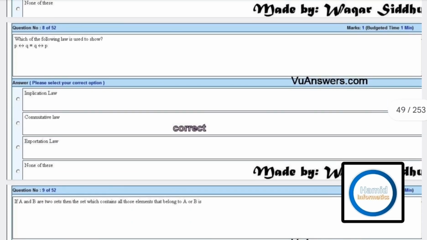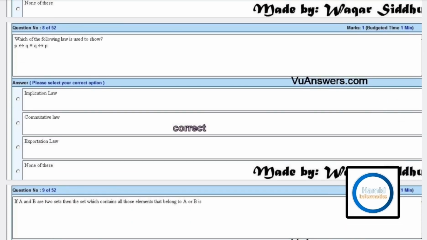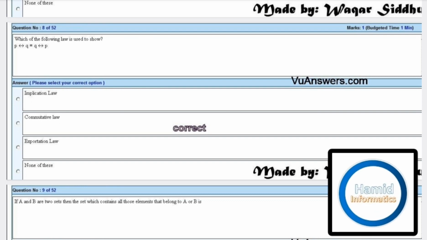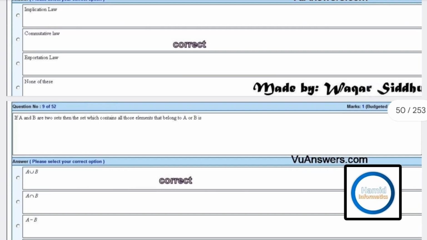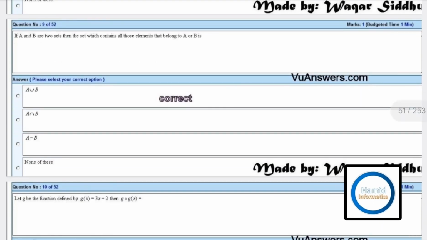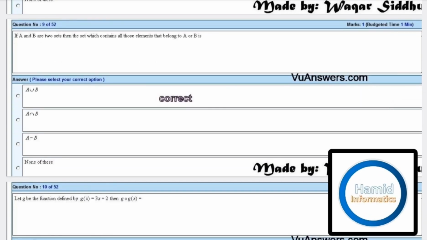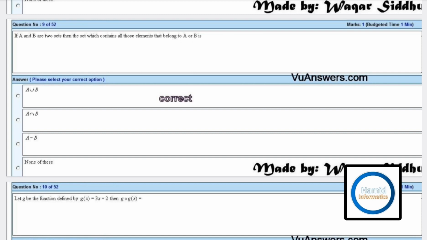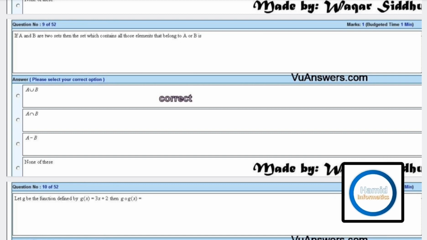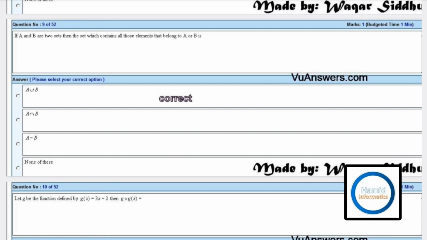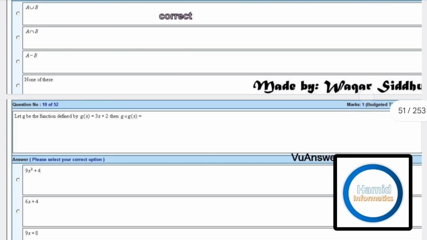Next one is which of the following laws is used to show P or Q equals Q or P, and the answer is commutative law. Next one is if A and B are two sets, then the set which contains all those elements that belong to A or B is, and the answer is A union B.